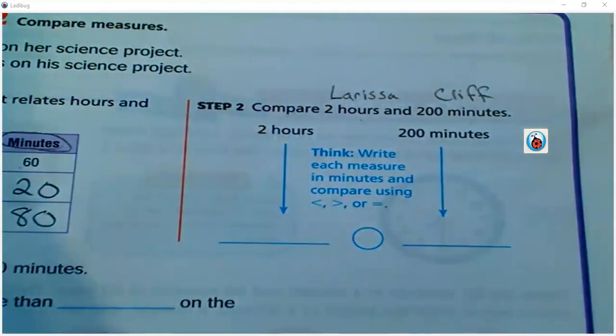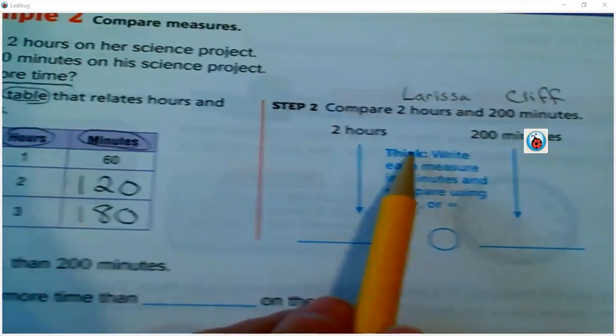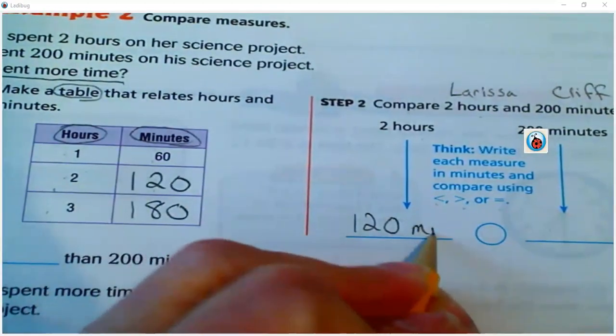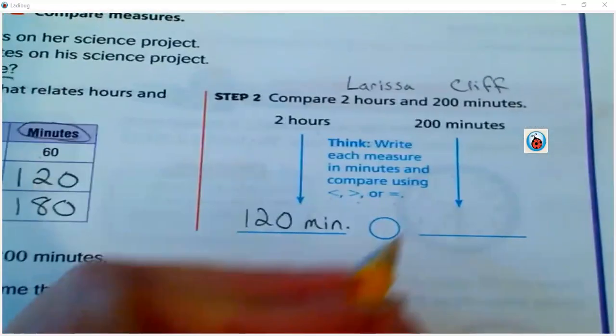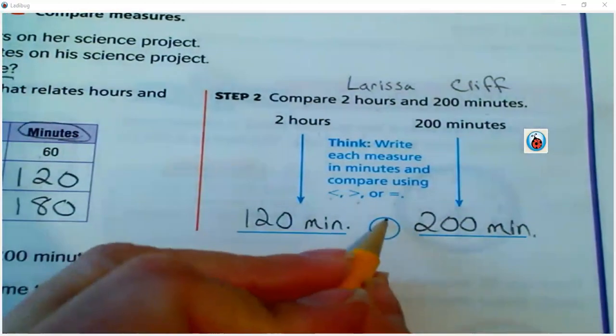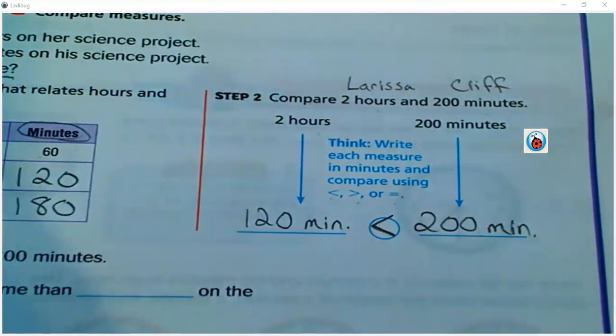Well, who spent more time? So is 2 hours less than, greater than, or equal to 200 minutes? Well, let's figure out how many minutes is 2 hours. And again, I can go back to my chart. 2 hours is 120 minutes. And Cliff spent 200 minutes. So clearly 200 is more than 120. And Cliff clearly spent more time on his science project than Larissa did.